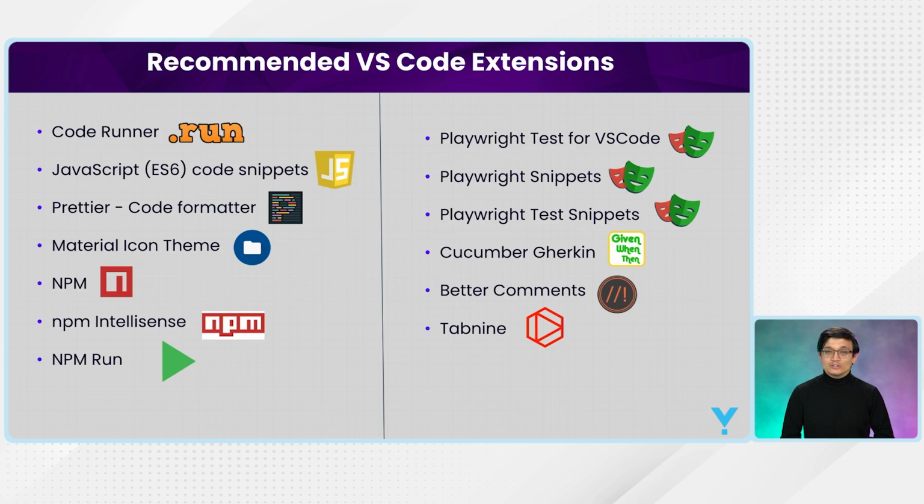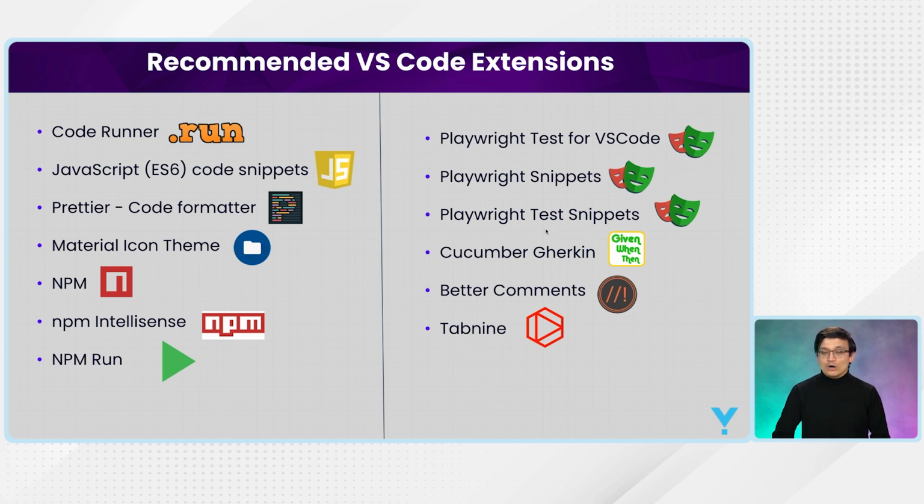Okay, so overall these are the recommended VS Code extensions for this course. The first 4 of them, also including the Better Comments, those extensions we already have installed. Next, we need to install the remaining ones, such as NPM, NPM IntelliSense, NPM Run, Playwright Test for VS Code, Playwright Snippets, Playwright Test Snippets, Cucumber Gherkin. Okay, these are the extensions that we're gonna install now.